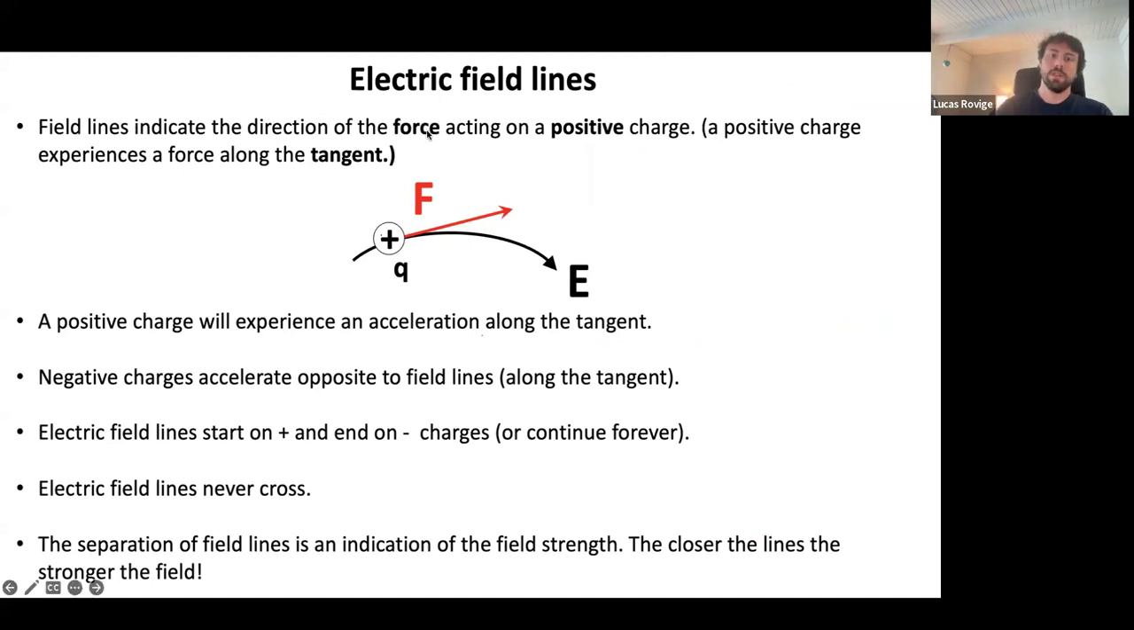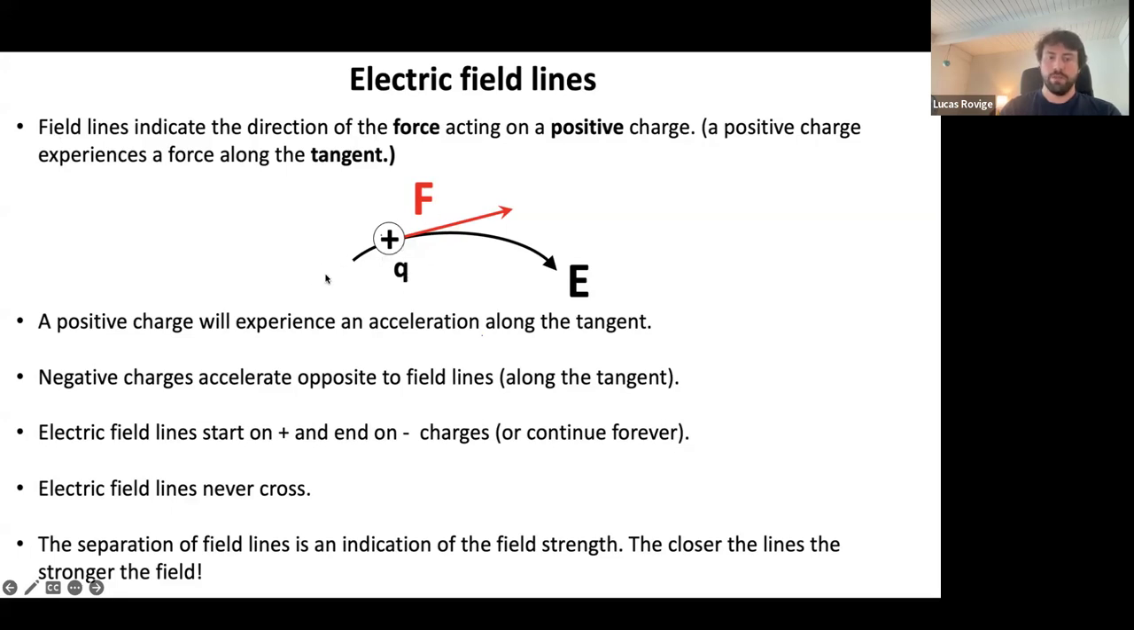Okay, so similarly to what we've done in the fluid chapter, where to describe the flow we were studying flow lines that were tangent to the velocity of the flow, we can do the same thing to describe the electric field, having electric field lines that indicate the direction of the field at a specific position, and where the force acting on a positive charge would be tangent to this electric field here.